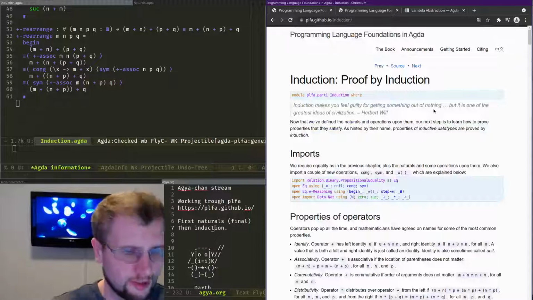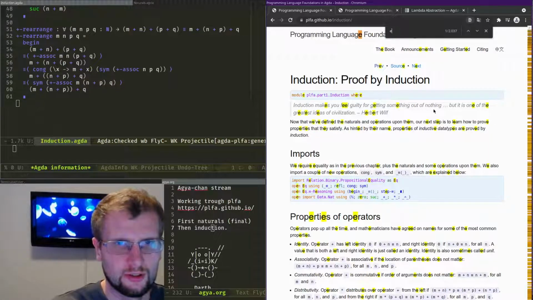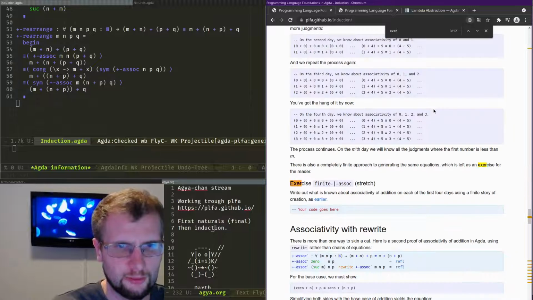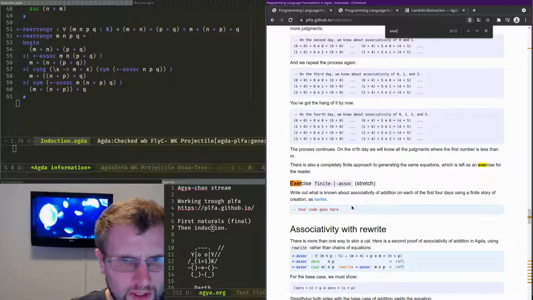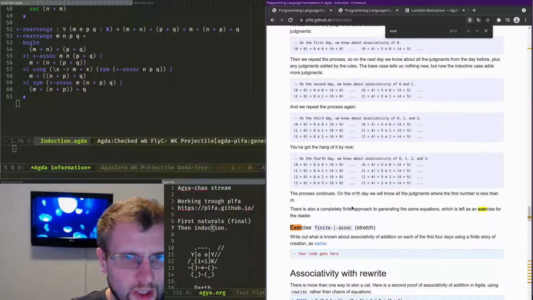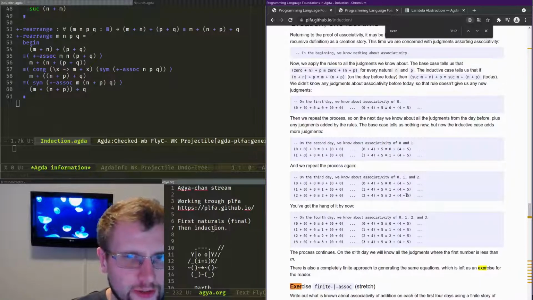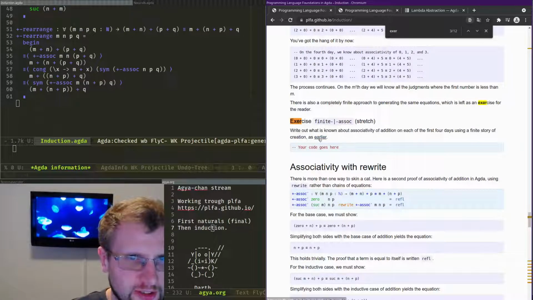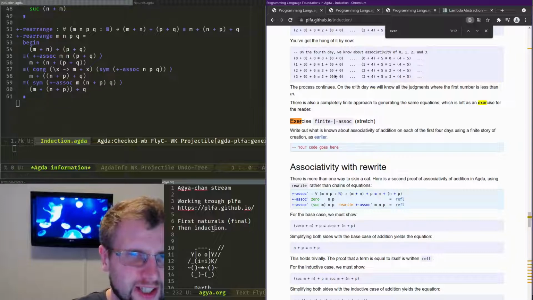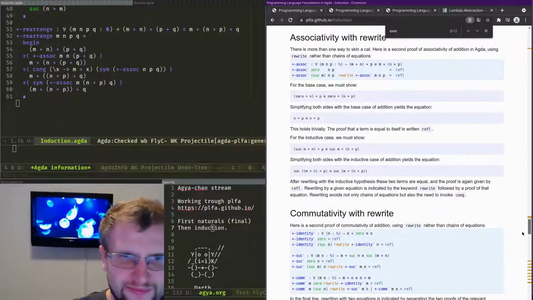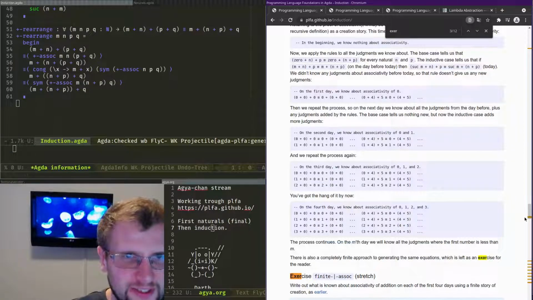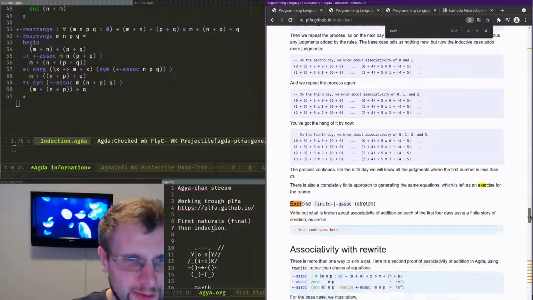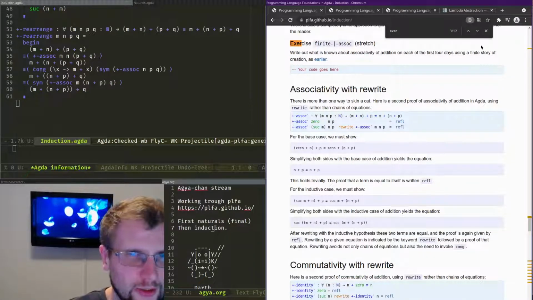So let's see. There's operators practice. And then we go here, a finite associativity stretch. Write out what is known about associativity of addition on each using a finite story of creation as earlier. No. Sorry, I'm not gonna do this. I can't stand these. I'm sorry. This is too much for me. I don't get anything from this, okay? I'm sure someone else would. Someone who likes reading and text and writing and stuff. I use it as a tool.